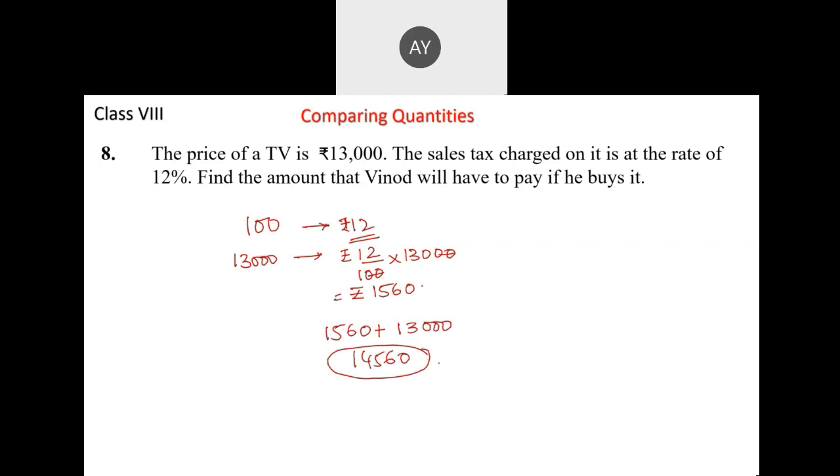This 14,560 is called the bill amount, and this 1,560 is the tax, the extra amount. This is the market price. This is the tax amount. Total is the bill amount. This is how we solve it. We'll go in detail and solve it again in the next class.